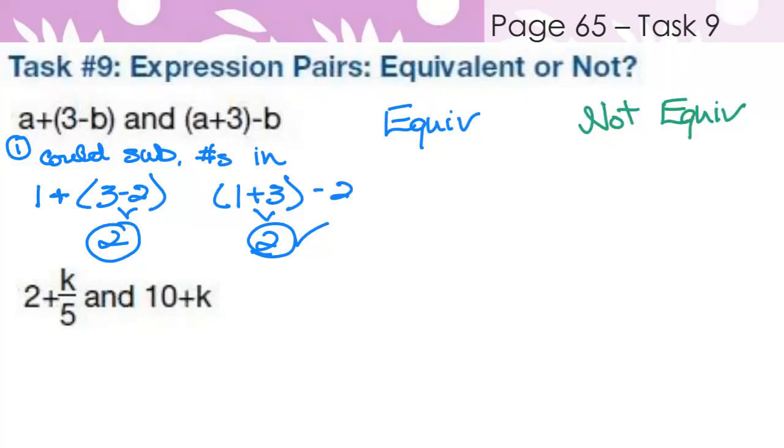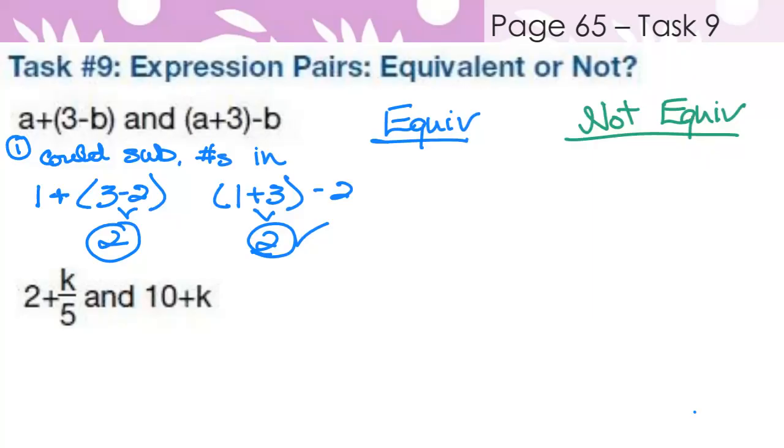Now those of you that said not equivalent, what were you thinking? Substitute the letters in the parentheses. What do you mean? Where you're substituting B minus B, and then B substitute A plus 3. But I don't know that we can substitute what's in parentheses for each other.